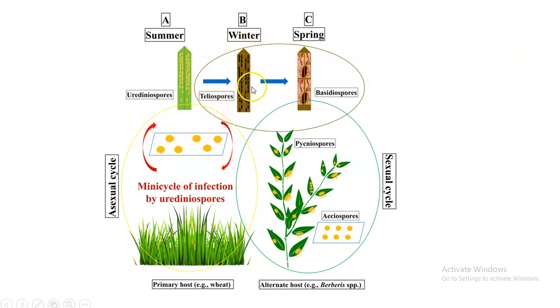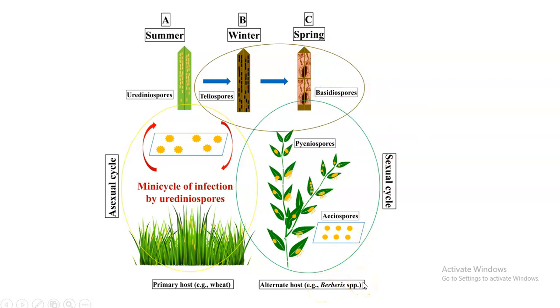It is black in color. This was orange in color or brownish red in color. Then it was black in color. Then when the extreme harsh winter season is over, these teliospores will be germinating into basidium, and basidium will be carrying basidiospores. Then after the spring season, these basidiospores will be traveling to another plant, an alternate plant called Barberry species.